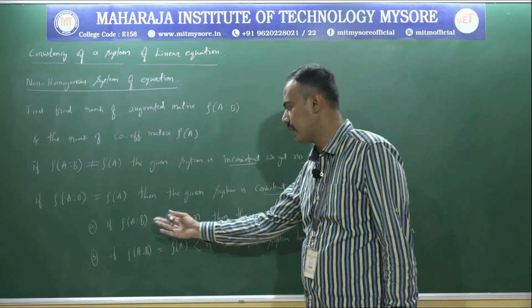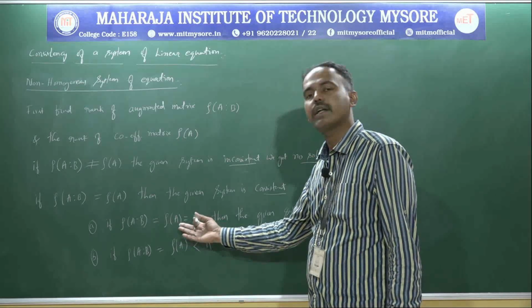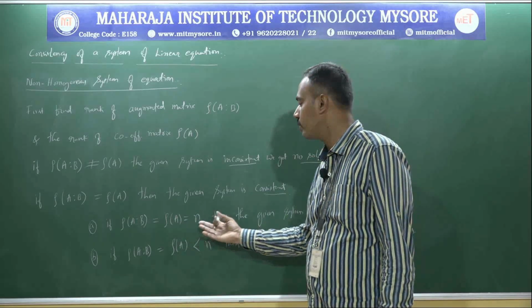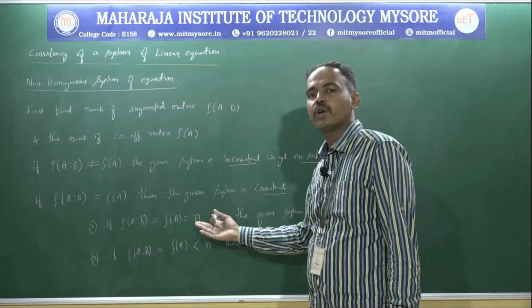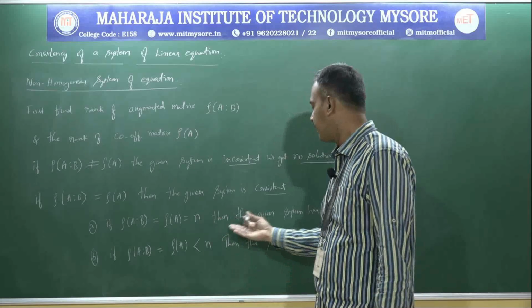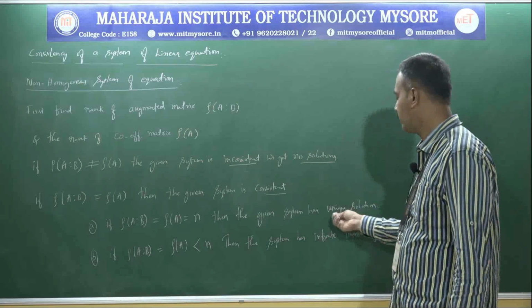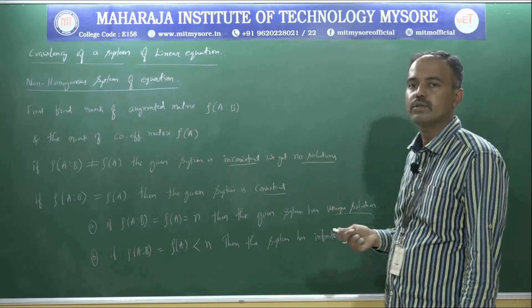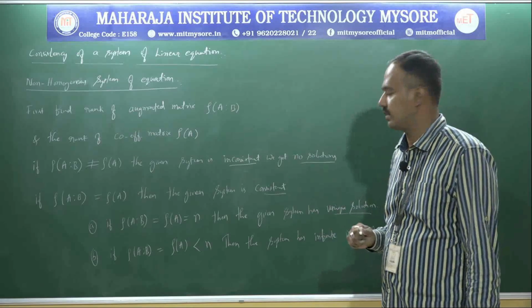If the rank of the augmented matrix is equal to the rank of the coefficient matrix, and it is equal to the n value, the total number of unknowns available, then the given system has a unique solution. We get a unique solution for the system of equations.